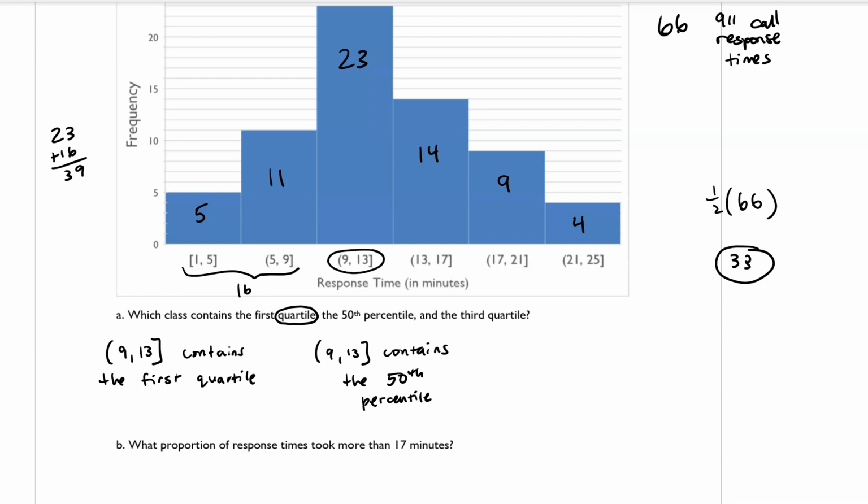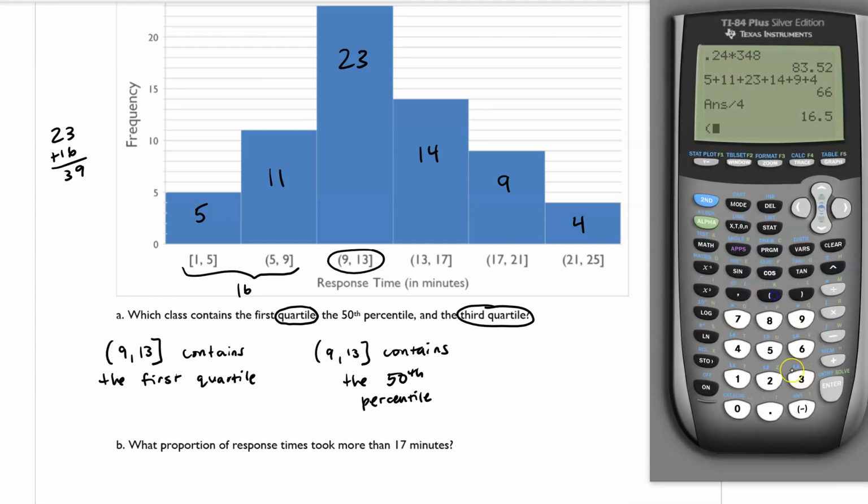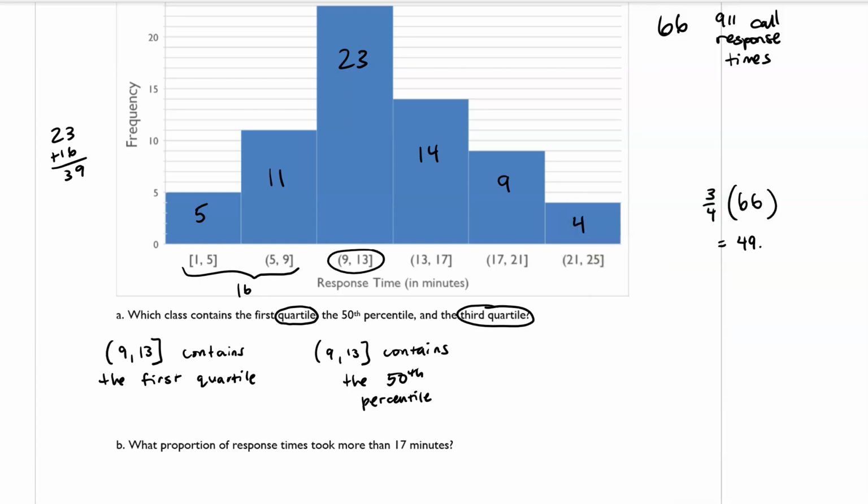Okay, it's probably not going to be the case that it contains the third quartile. The third quartile is where basically the lower 75% is separated from the upper 25%. And the way that we can do that is we could multiply or take 75% or 3/4 of 66. So if I multiplied 3/4 times 66, that would be 49.5. So I want to see which interval contains 49.5.